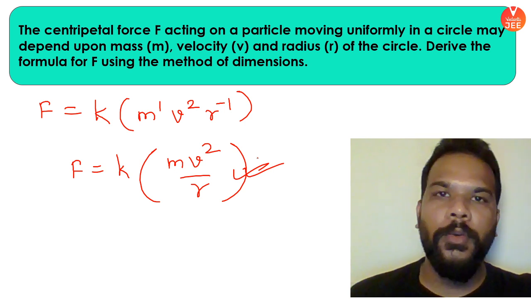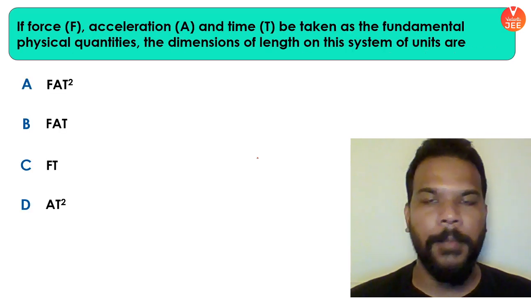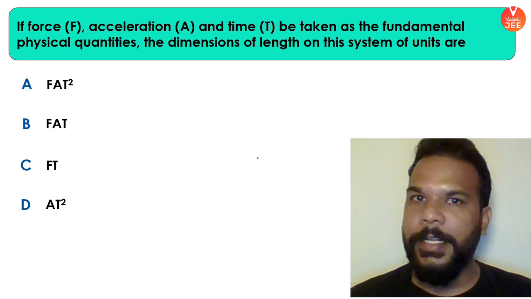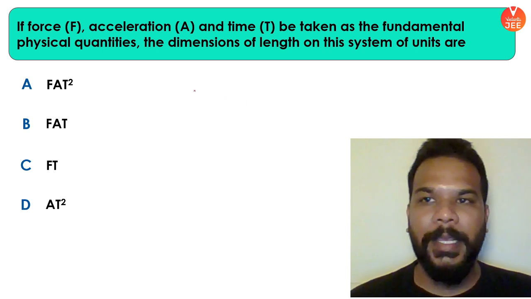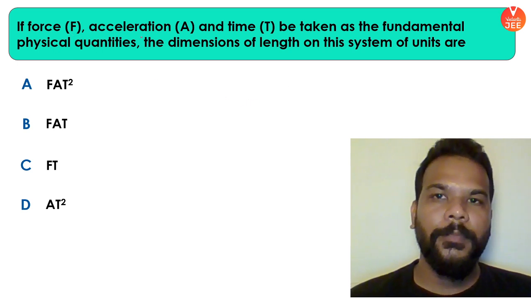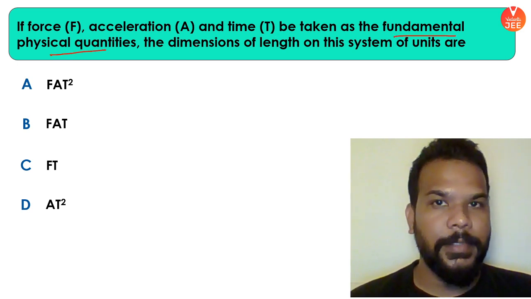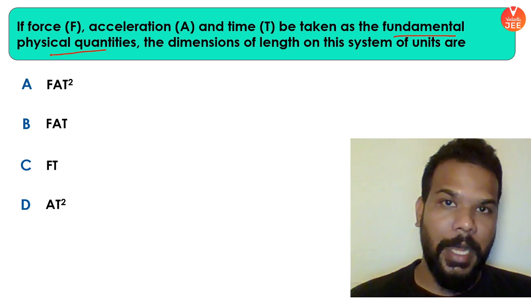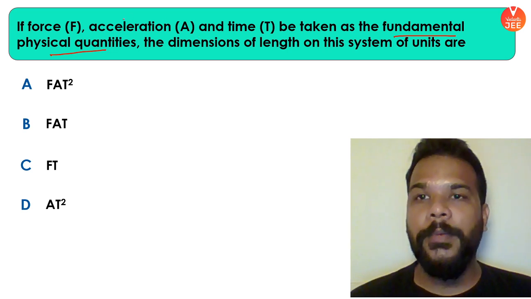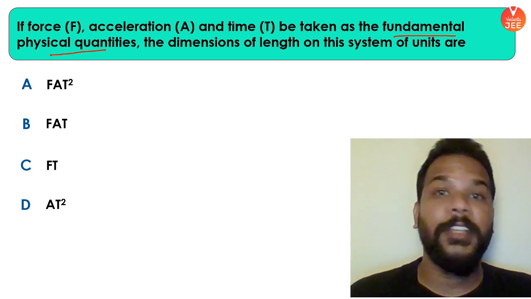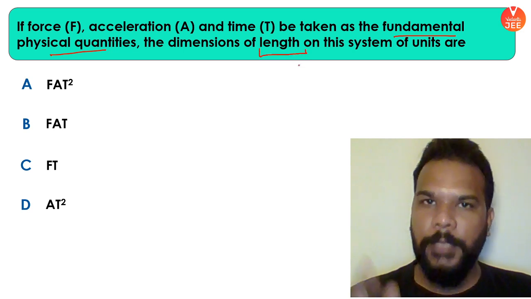But now I'll tell you how else the questions can be asked, which will involve the same application, that is the third application. Now let's read the question carefully. This is the language you can expect from a question of the same type of application. It says that if force, acceleration and time are taken as the fundamental physical quantities. Usually the fundamental quantities are mass, length, time, current, temperature, amount of substance, like that. But now the question is saying that if force, acceleration and time are taken as fundamental quantities, then find out the dimensions of length in terms of these.